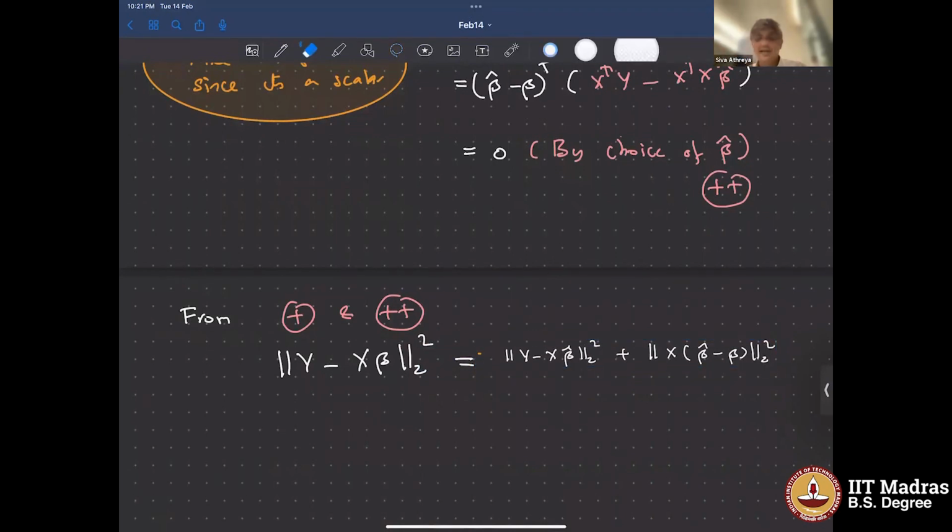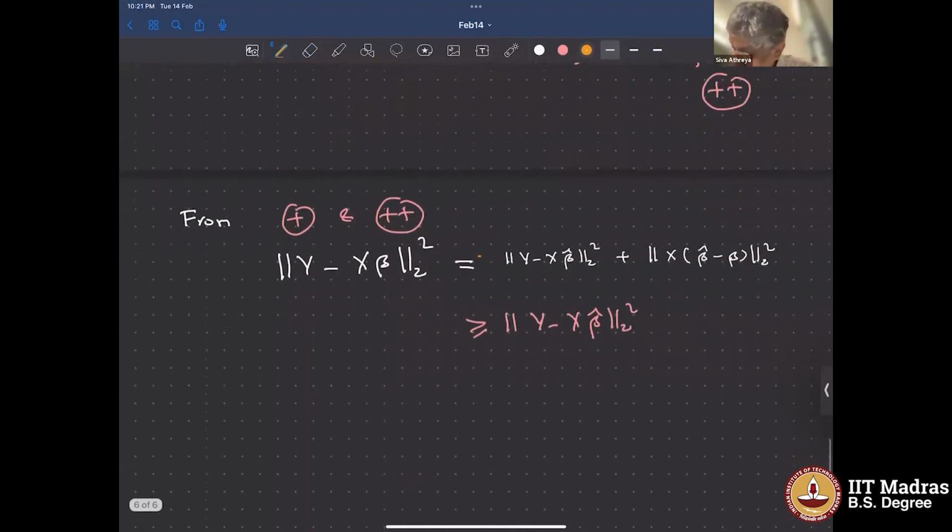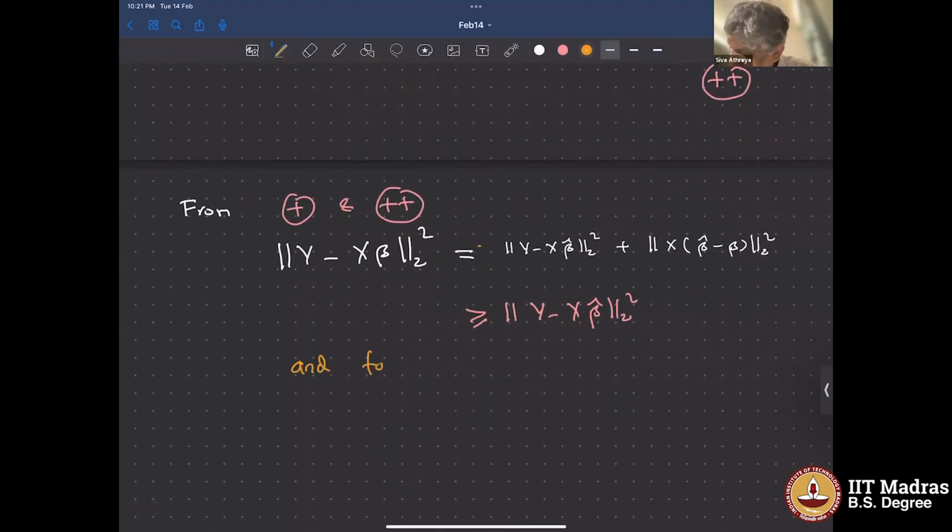But alas, the second term is non-negative always. It's a square, right? This term is always non-negative, so I have to throw it away. So it's going to be bigger than or equal to this term right here, y minus x beta hat squared. That's simple. But moreover, equality holds, that is, it is equal to y minus x beta hat.